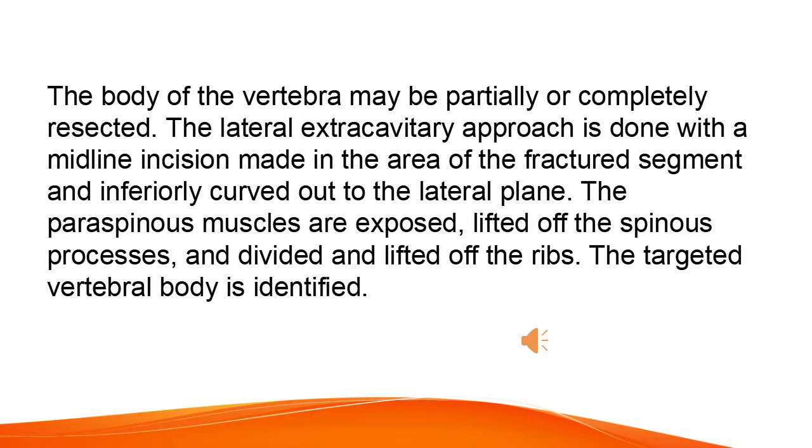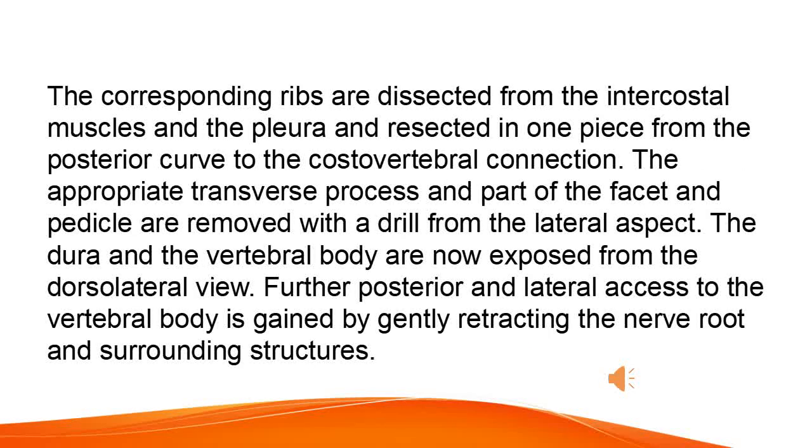The paraspinous muscles are exposed, lifted off the spinous processes, and divided and lifted off the ribs. The targeted vertebral body is identified. The corresponding ribs are dissected from the intercostal muscles and the pleura and resected in one piece from the posterior curve to the costovertebral connection. The appropriate transverse process and part of the facet and pedicle are removed with a drill from the lateral aspect. The dura and the vertebral body are now exposed from the dorsolateral view.